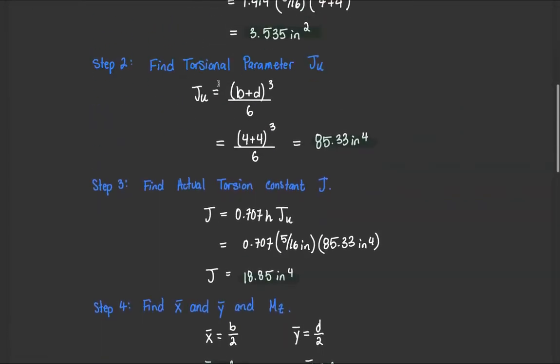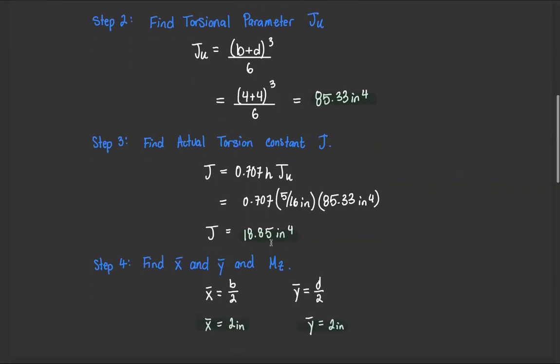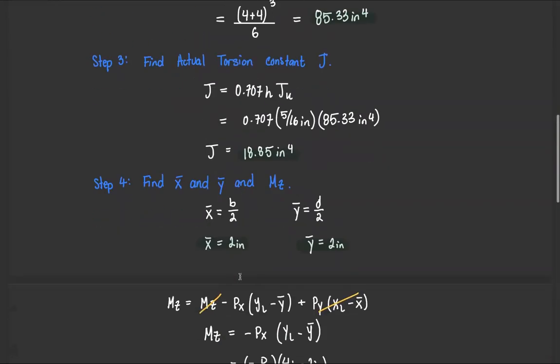Moving on, since this is the temporary or conditional torsional parameter, we have to go ahead and find the actual torsion constant J. This is going to be given by 0.707, the dimension of the weld, times the torsional parameter. So here, did the calculations, and we got 18.85 inches to the 4th.